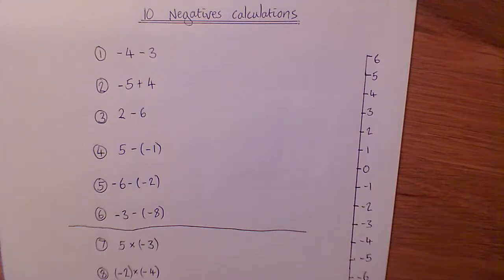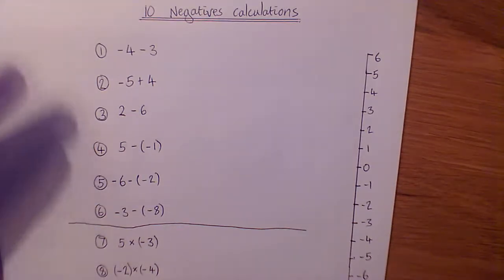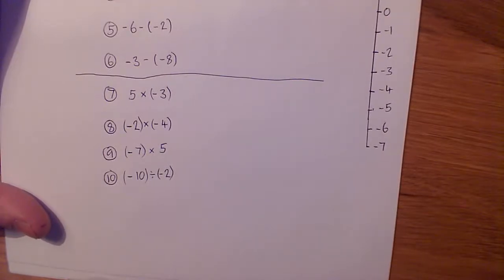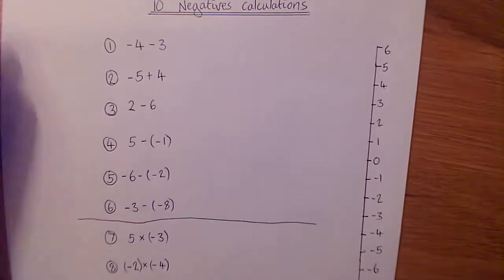So I've laid out the calculations. Now I've split them into two very distinct sections. 1 to 6 are going to be adding or subtracting with negatives. 7, 8, 9, 10 is involving multiplying and dividing. And I want you to see the difference. These are not the same. They are distinctly different things.